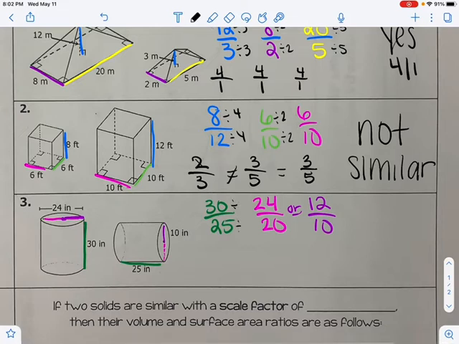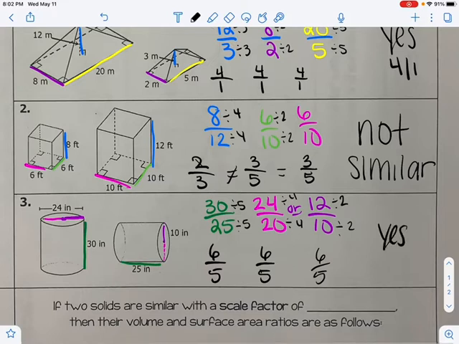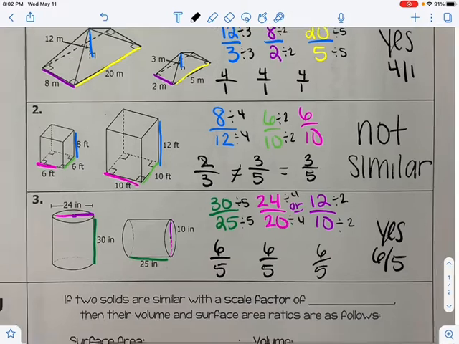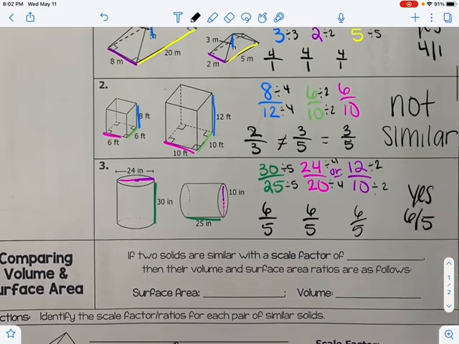What number goes into both 30 and 25 evenly? Well, that would be 5 to give us 6/5. 24 and 20. Well, that would be the number 4 for again 6/5. What about 12 and 10? Well, that would just be the number 2 for 6/5. So yes, these are similar. And what is the scale factor? Well, it'd be 6/5. And that's all you have to do. Build your fractions, reduce your fractions.